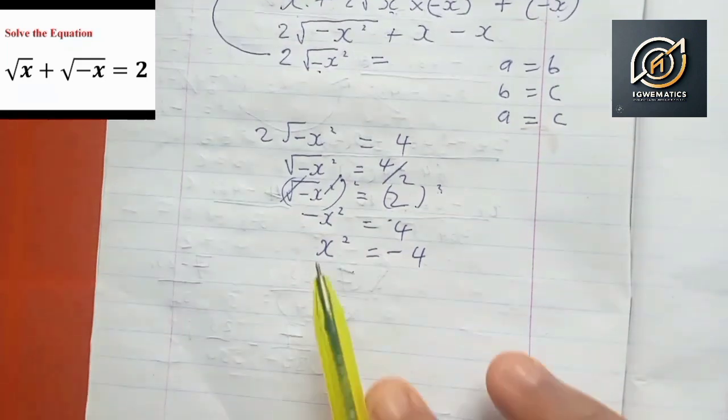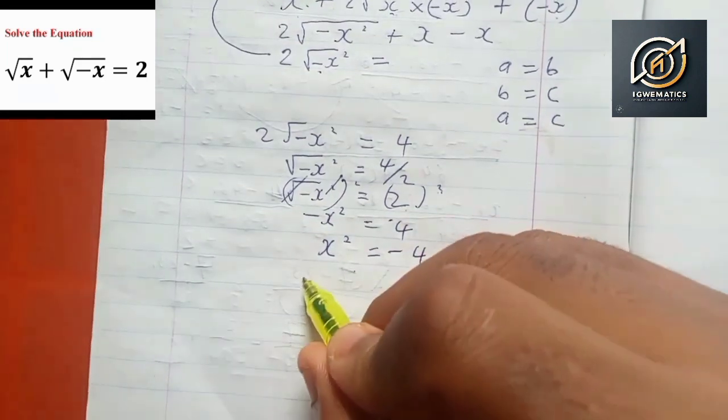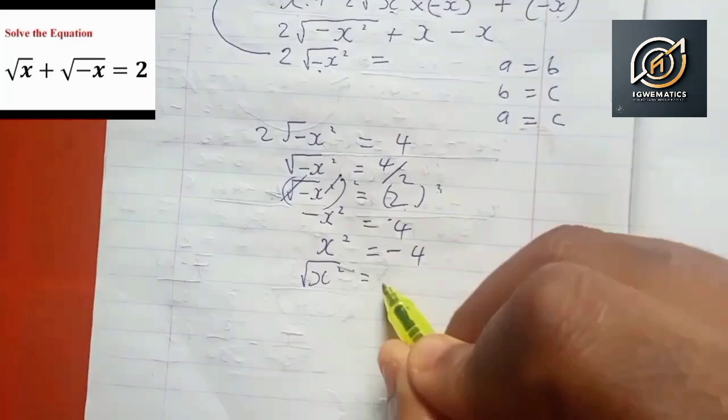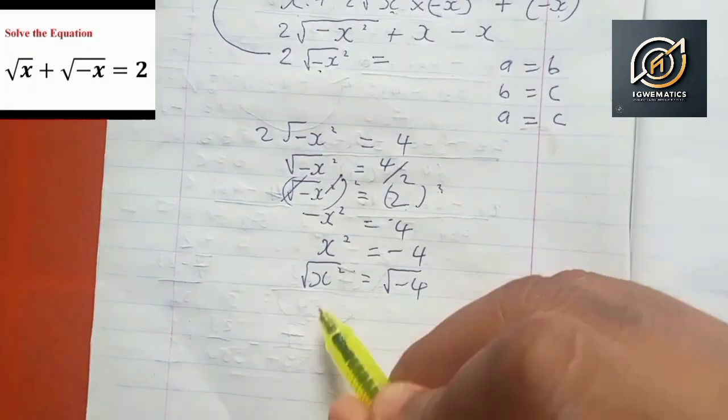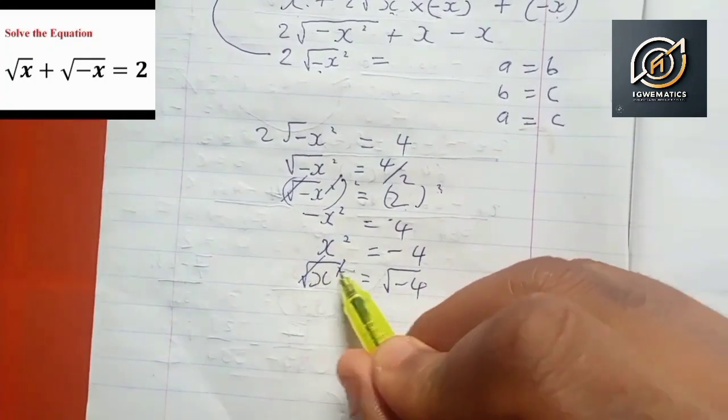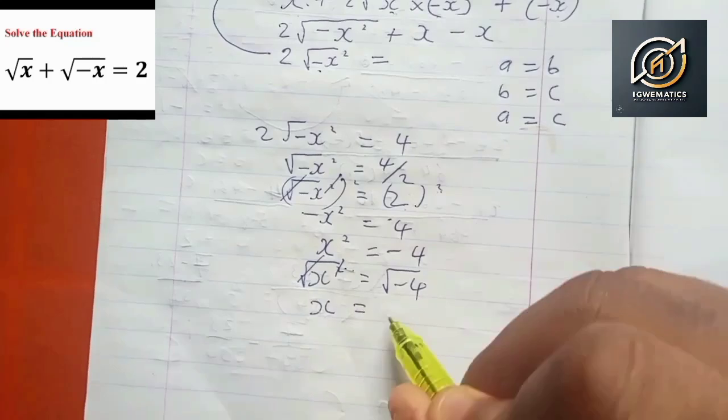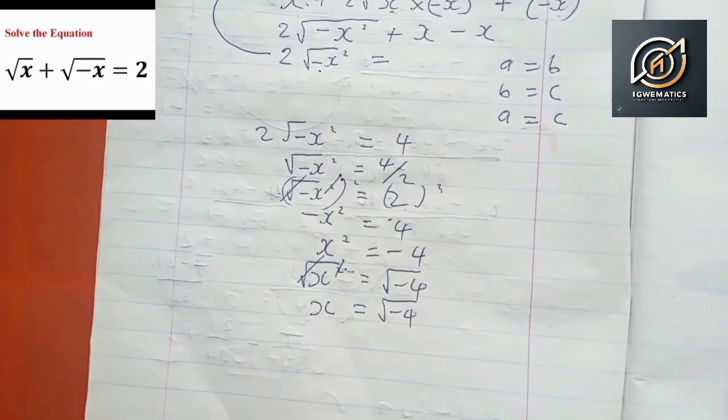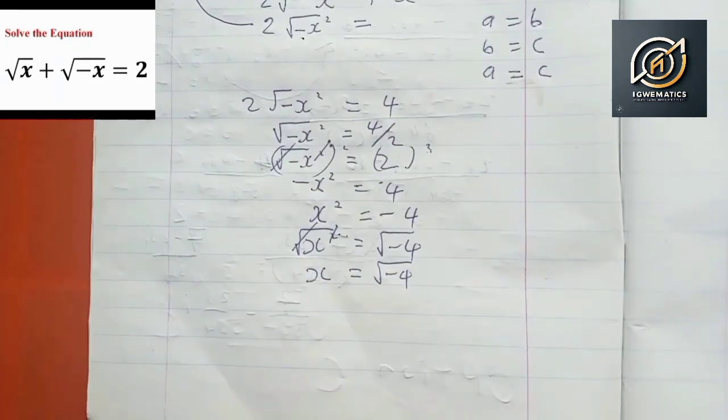Then to get x, because x squared is equal to minus 4, we square root both sides. The square root of x squared will be equal to the square root of minus 4. Square root cancels square, square cancels square root, we are left with x is equal to the square root of minus 4. This could be your solution, but to place it the way it is done in maths, I would like to bring in the imaginary number i.